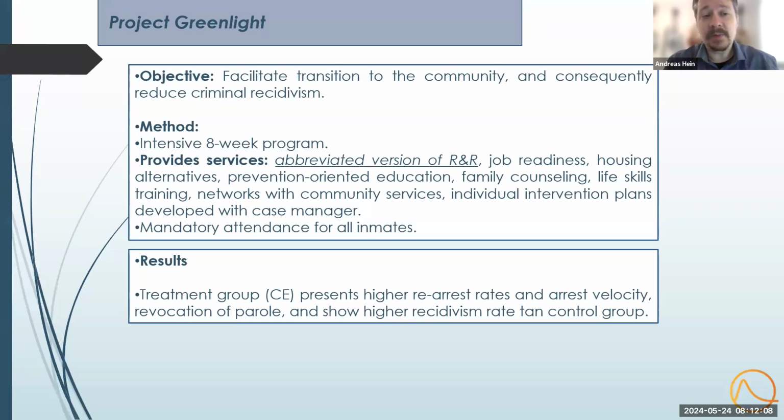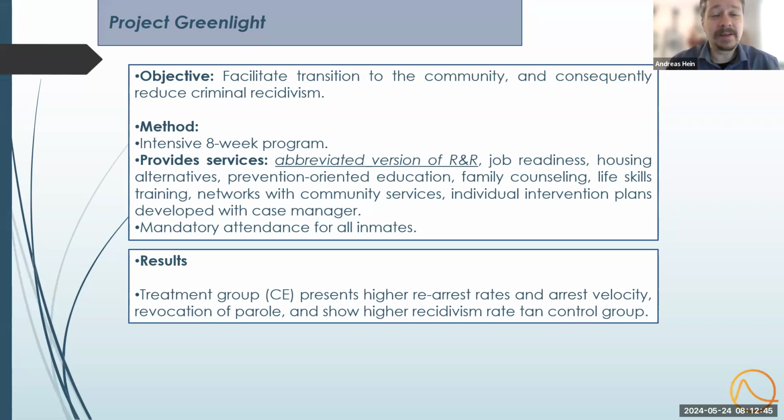And what they did is apply an 8-week intensive program and provide many services. They provided abbreviated versions of evidence-based interventions. This one was called Reasoning and Rehabilitation. Job readiness, workshops, housing alternatives, prevention-oriented education, family counseling, life skills training. You can see there's a lot going on here in terms of intervention. Networks with community services, individual intervention. So in theory, you look at that and you say, well, there's actually nothing wrong there. What could possibly not work?